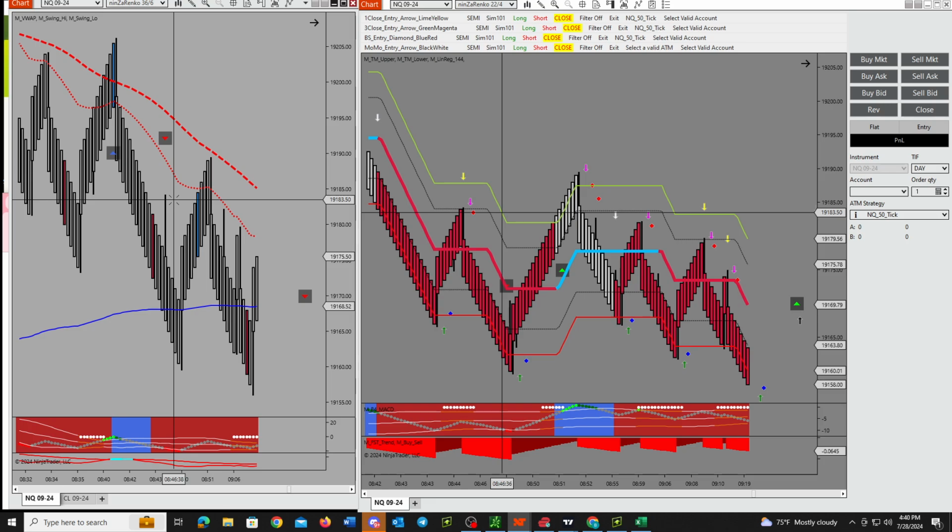And quite honestly, it's what I'm going to try and do next week, is just focus on these trades right here for all the funded accounts.